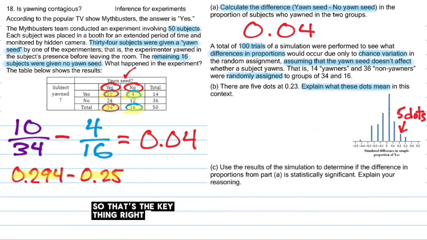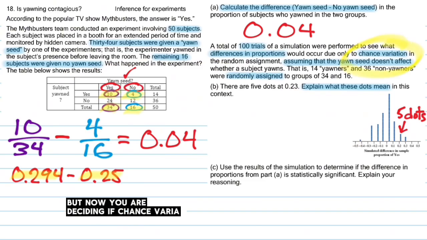So that's the key thing right there. We are now looking at our null hypothesis, but that's coming up in a later chapter. The situation where nothing is affected, or the yawning is not affected by the yawn seed, is your null hypothesis. That is, 14 yawners and 36 non-yawners were randomly assigned to groups of 34 and 16. So this is now going back to what was talked about on the previous slide. You already have the data collected, but now you are deciding if chance variation gave you this difference of 0.04, or if chance variation is why the results were what they were.